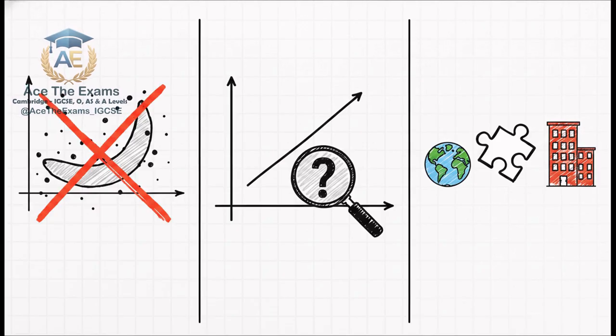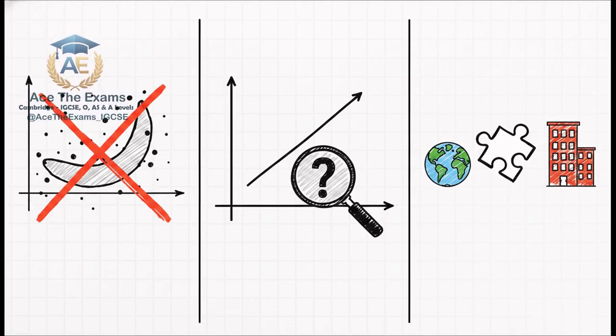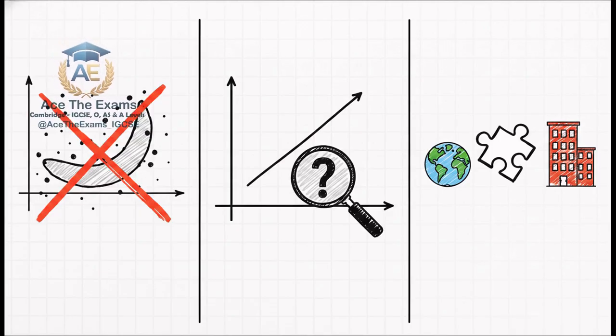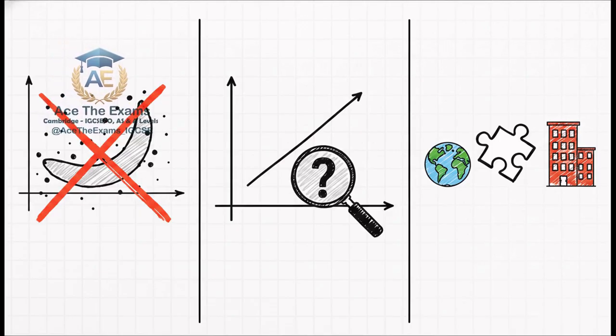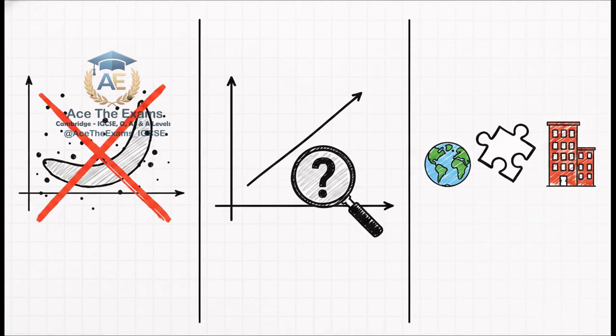Examiners demand specific, rigorous details. You must draw a sharp, single straight line with a ruler. You must clearly mark the points you use for your gradient calculation with a visible cross or circle, and those points must be far apart on the line to ensure accuracy.